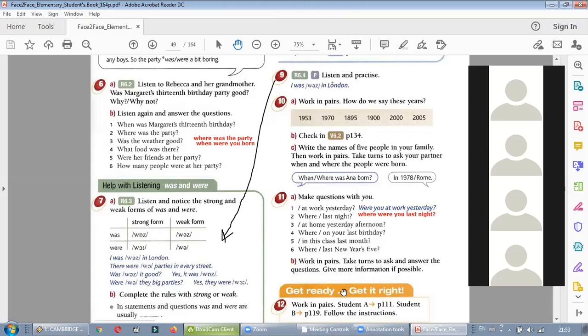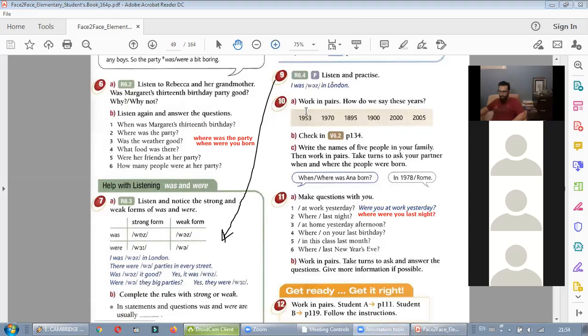Okay, let's start. All right, Samiha, would you like to do number 3 and 4? Were you at home yesterday afternoon? All right, let me write it. So it's a yes, no question. Were you at home yesterday afternoon? Correct.